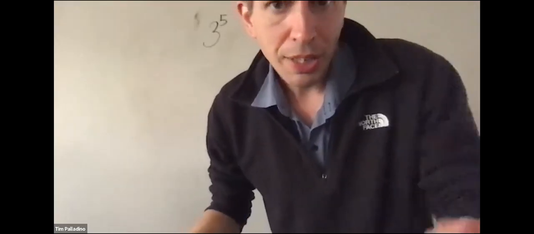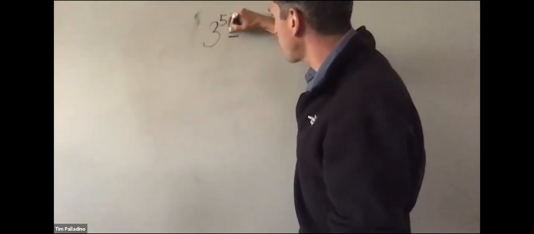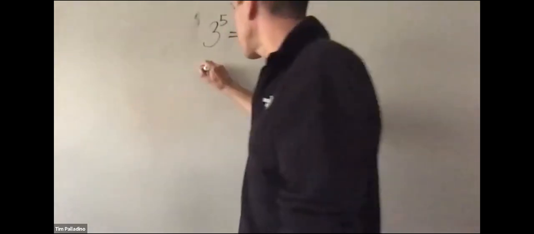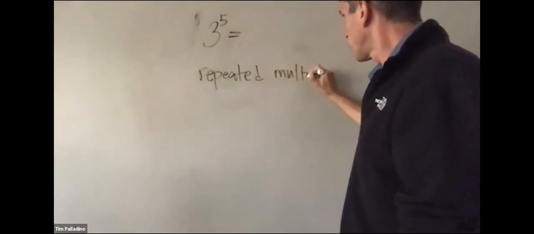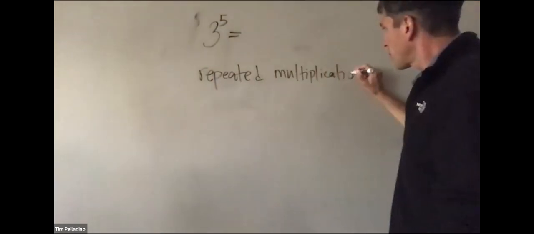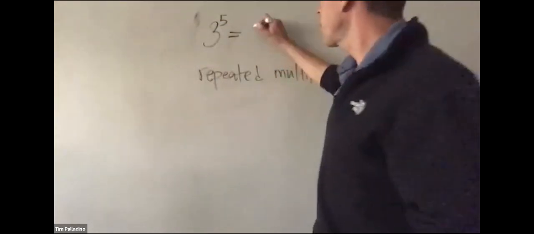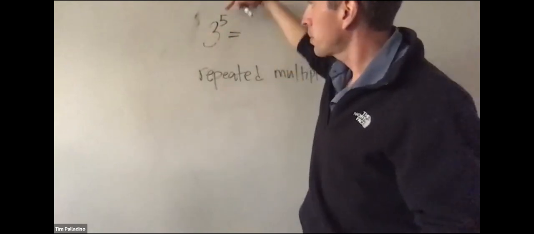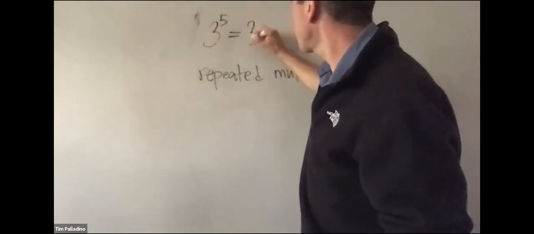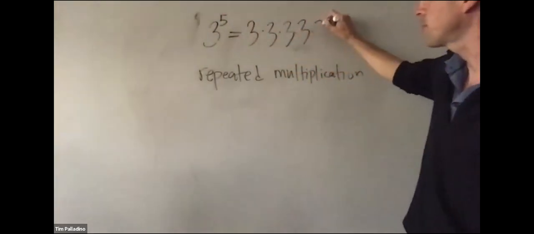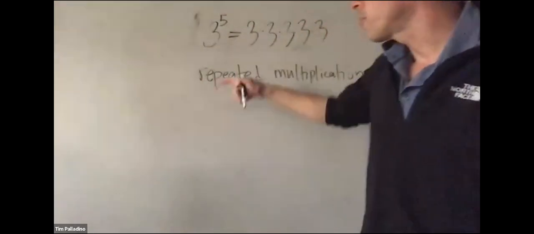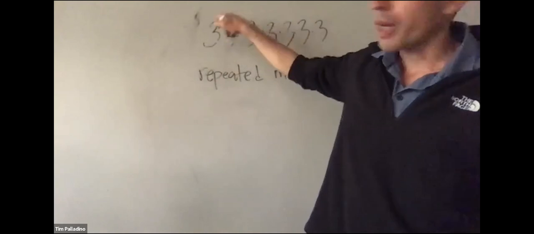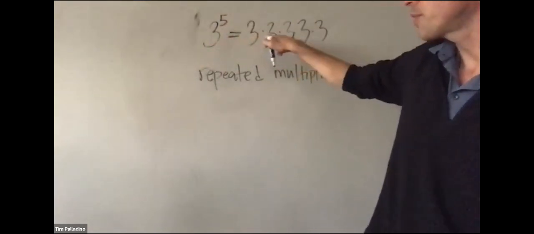Okay. So what is an exponent anyway? What I want you to think of, whenever you see an exponent, is repeated multiplication. So I'm going to just write that down. In this case, 3 is your base, 5 is your exponent. Instead of writing 3 times 3 times 3 times 3 times 3, 5 times, we just have a shorthand notation for it. So it's 3 to the power 5.